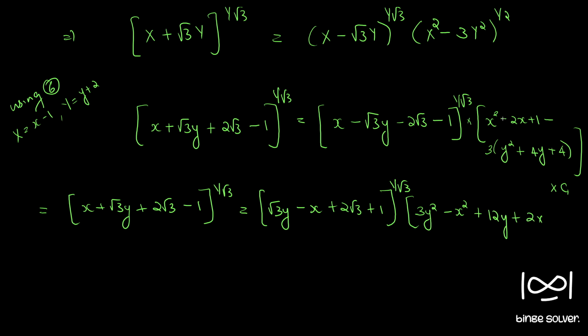plus 2x, 4 into 3, 12, minus 12. This becomes minus 12 plus 1, that is minus 11, so plus 11, since we took minus 1 from both it cancels out into c1, a constant. That's okay, so this is the final answer we got. Let me just check with the answer. Root 3 y plus x plus 2 root 3 minus 1 by root 3 y minus x plus 2 root 3 plus 1 raised to 1 by root 3, 3 y square minus x square minus 12y plus 12x. It is written plus 11 here. Okay, there is 1 by 2 here.